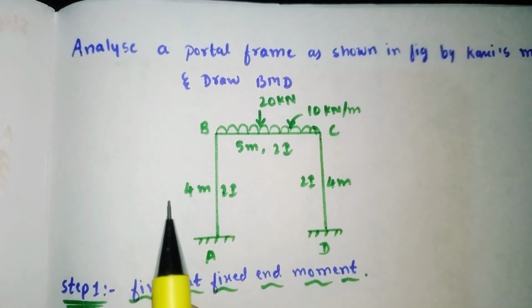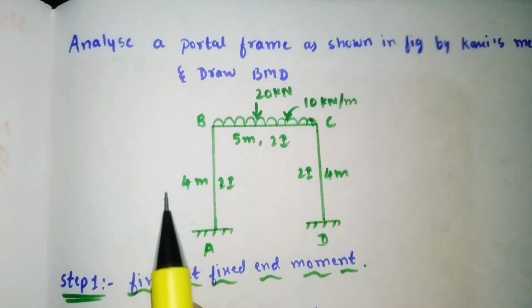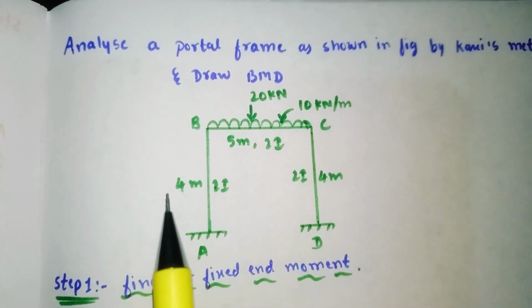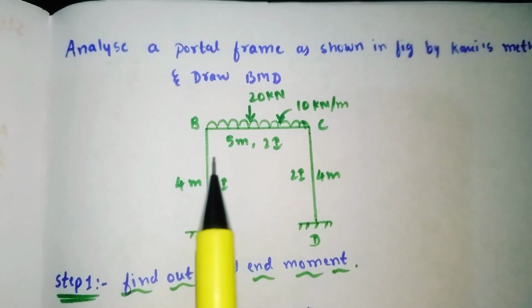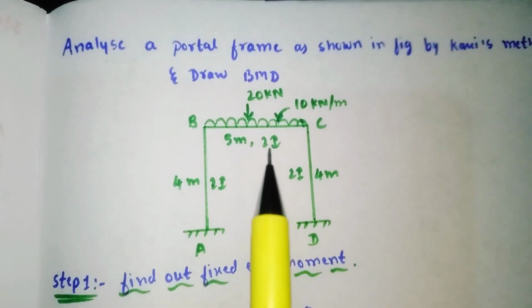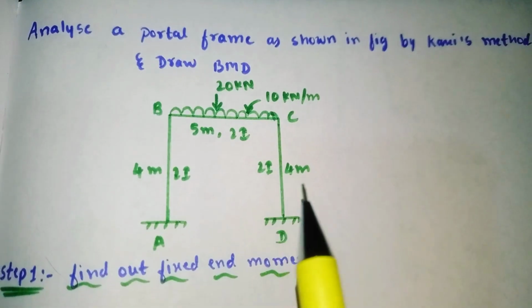So in the last video we solved a problem of a continuous beam: how to analyze the continuous beam by using Kani's method. We solved two problems on continuous beams. Today we will see a problem of a portal frame, and how to analyze this by using Kani's method. So this is the given problem.